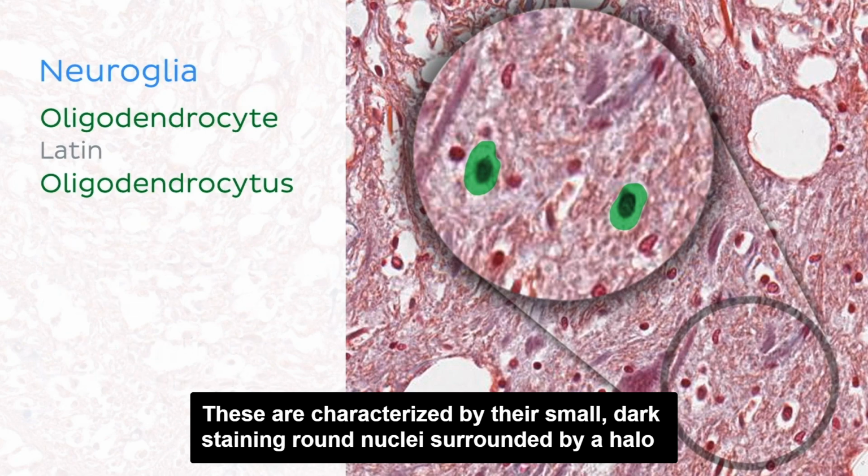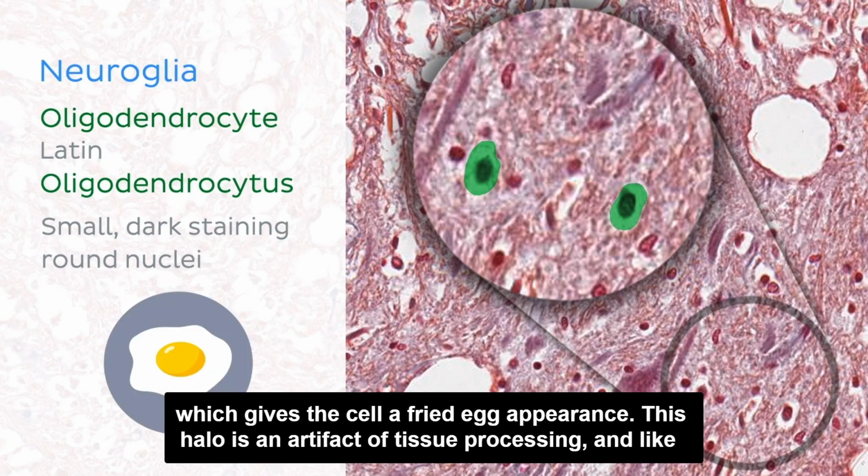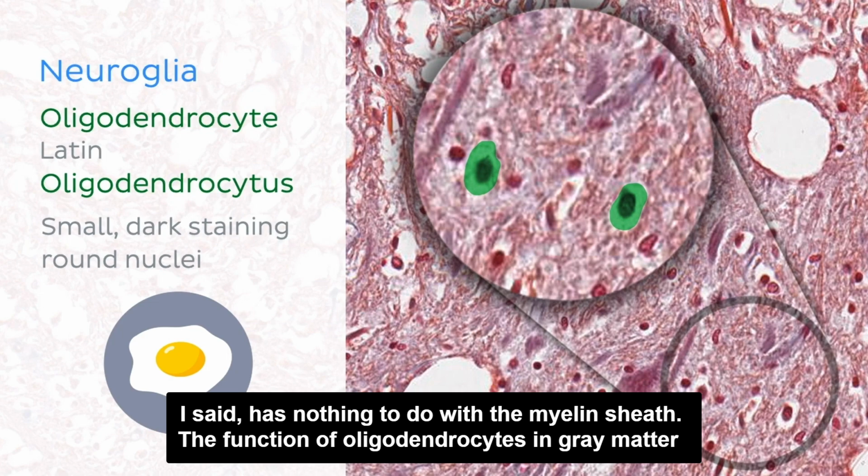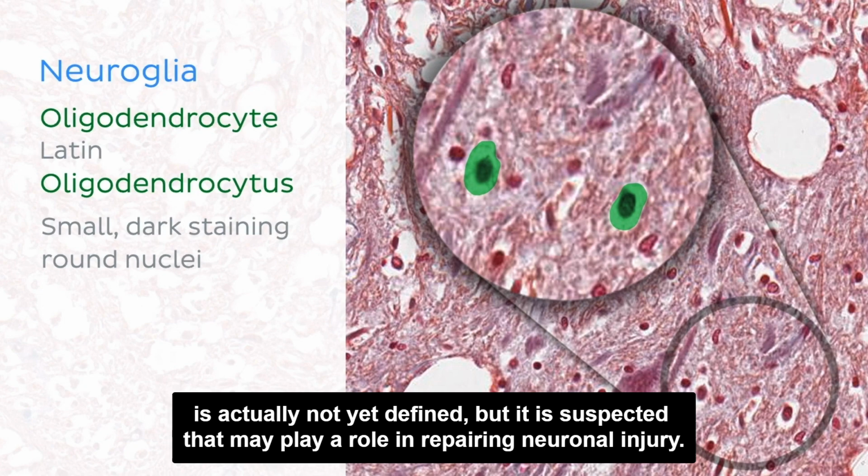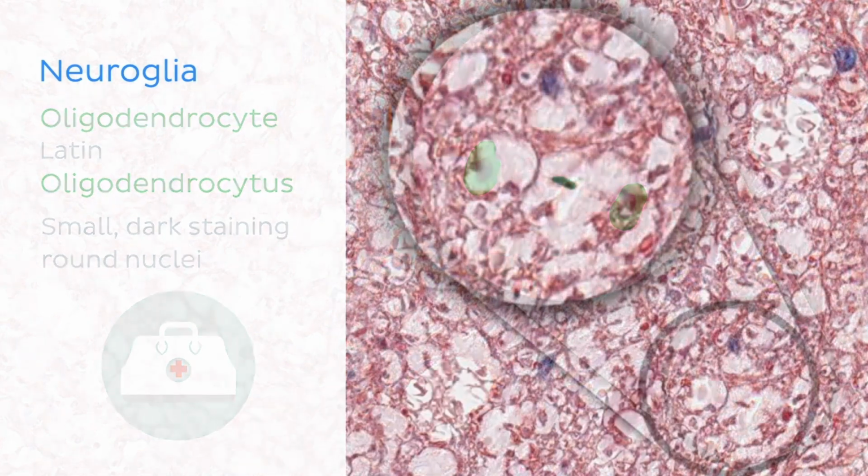These are characterized by their small, dark staining round nuclei surrounded by a halo which gives the cell a fried egg appearance. This halo is an artifact of tissue processing and, like I said, has nothing to do with the myelin sheath. The function of oligodendrocytes in gray matter is actually not yet defined, but it is suspected that it may play a role in repairing neuronal injury.